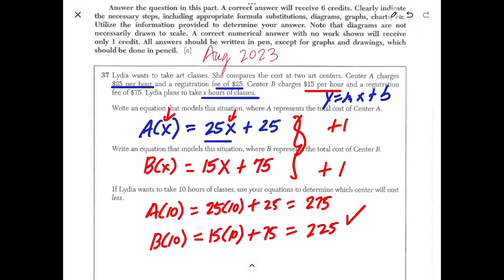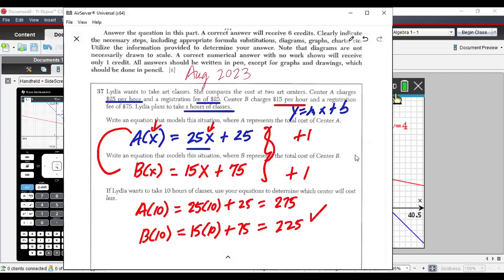Now, I didn't copy the third part. The third part says, when will these two centers have cost the same amount? And basically all you're going to do is find where they intersect. So I'm going to show you that again. Of course, you can do this algebraically. You could set A sub x equal to B sub x, and then just solve for x, right? But I am going to graph it.